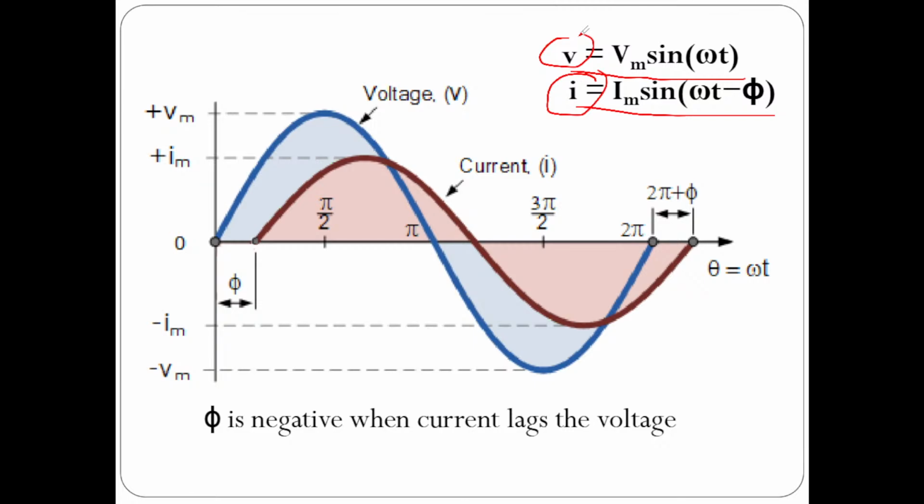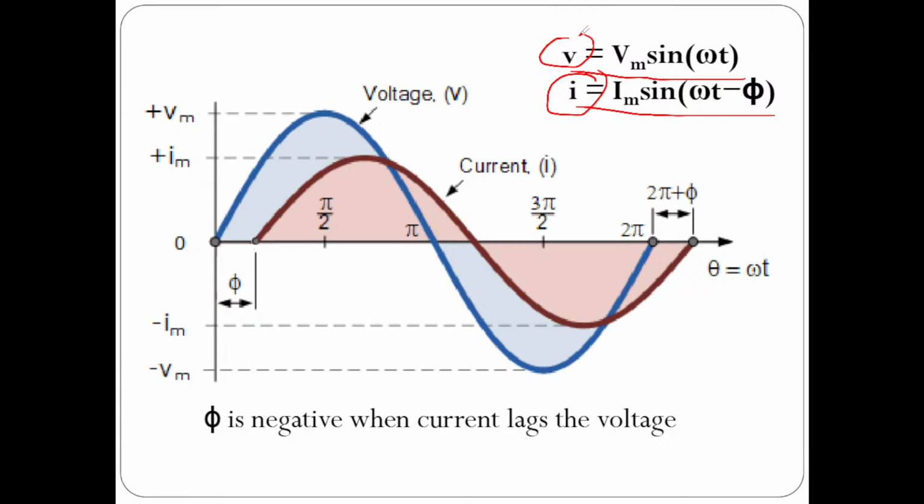So V is equal to Vm sin omega t, and I equals Im sin(omega t minus phi). We are assuming that current is lagging voltage by an angle of phi. If they are in phase, then this phi value will be equal to 0. If current is leading, this will be sin(omega t plus phi).